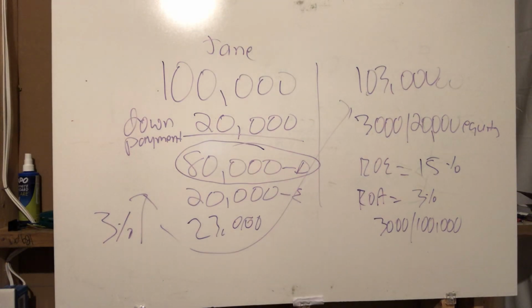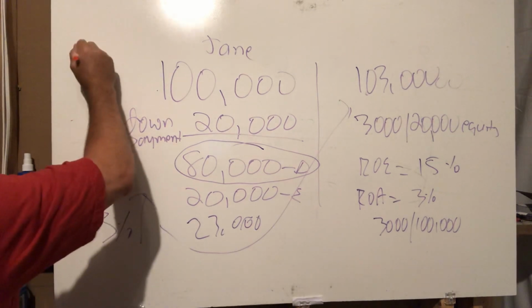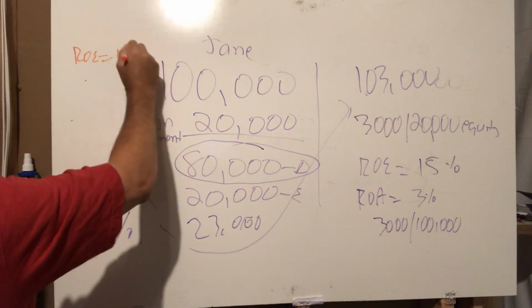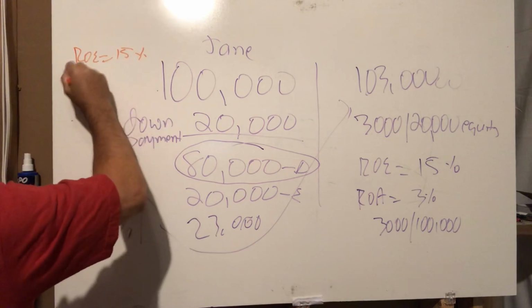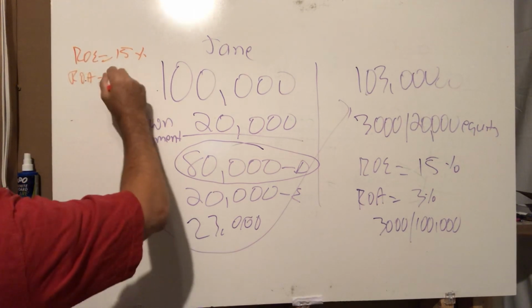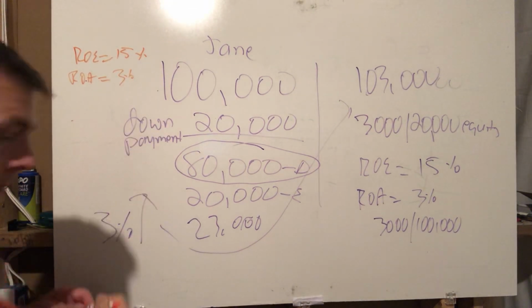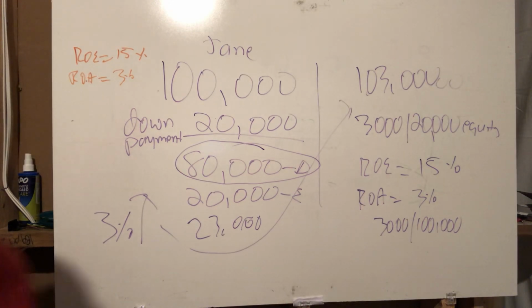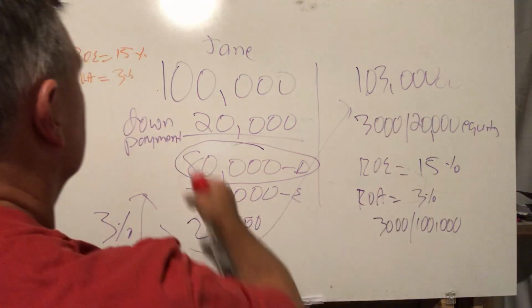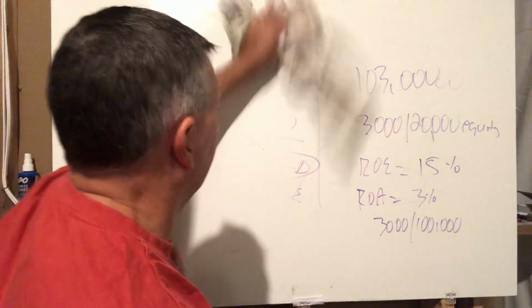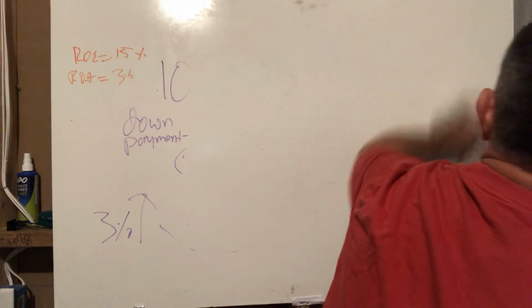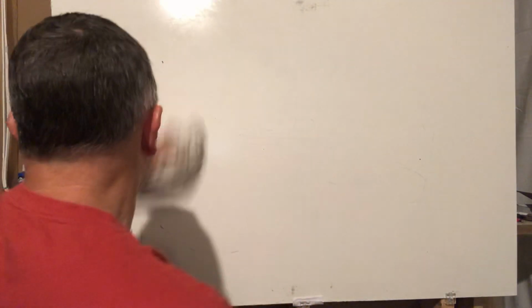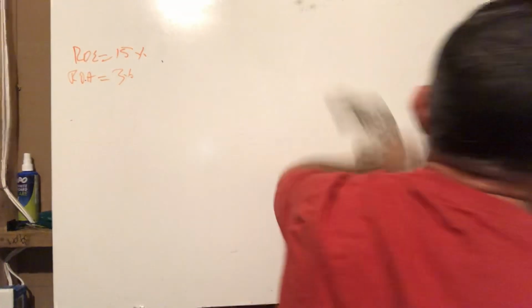So that's Jane. So what we're going to do is write ROE for Jane, 15%, ROA, 3%. All right, now let's go to Joe. All right, so Joe, on the other hand, he's going to have a higher ROE because he is heavily leveraged, much more heavily leveraged than Jane. And we'll show you how that works.